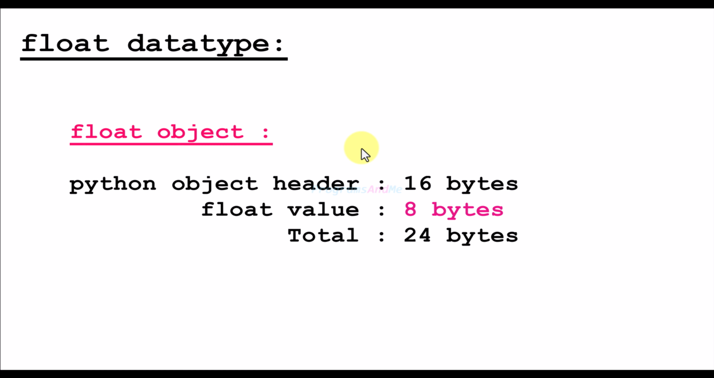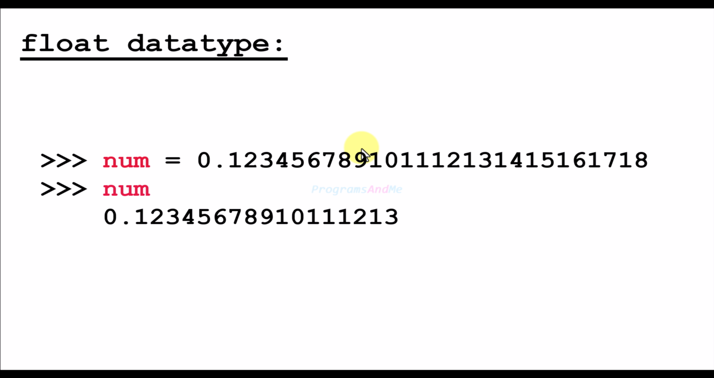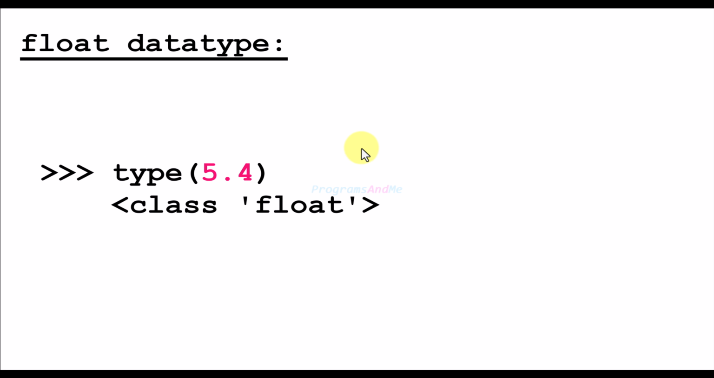properly. In standard Python implementation, a float is typically stored using 8 bytes. 8 bytes means 64 bits. It follows the IEEE 754 double precision format. A Python float has about 15 to 17 decimal digits of precision and extra digits are cut off. And if we use type function on a float value, we will get class float.